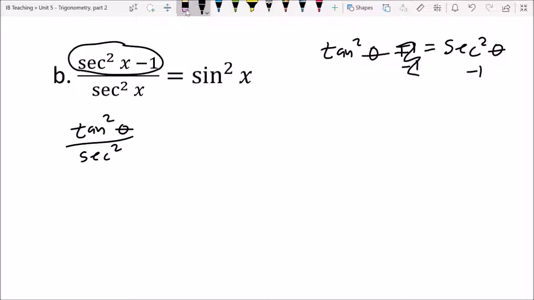Oh, because I wrote theta, I should have written x to be consistent, so let's redo that. So tan squared x over secant squared x equals sine squared x.